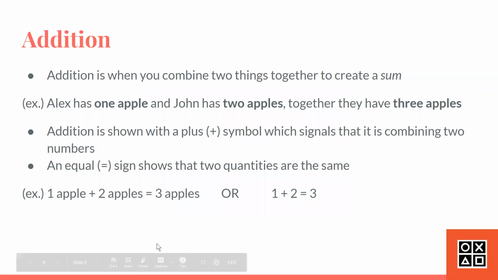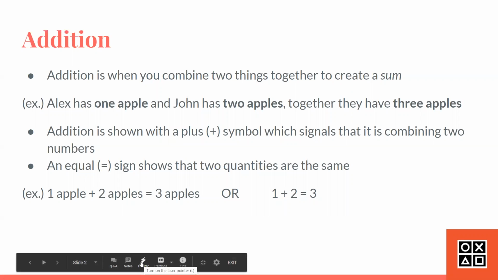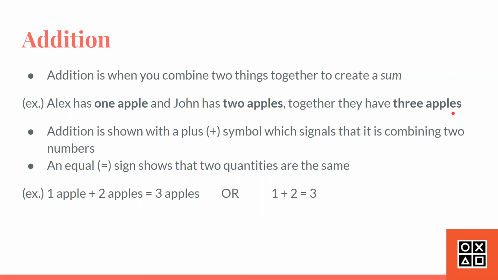A good example here would be that Alex has one apple and John has two apples. Together, they have three. So using this sentence right here, we can come up with the formula that one apple plus two apples. So one apple, which Alex has, and two apples, which John has. And if you combine them, it equals three apples.